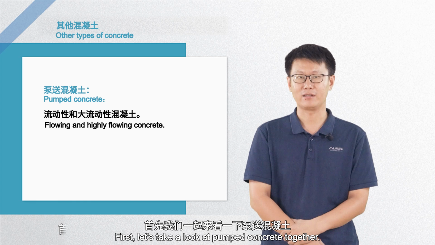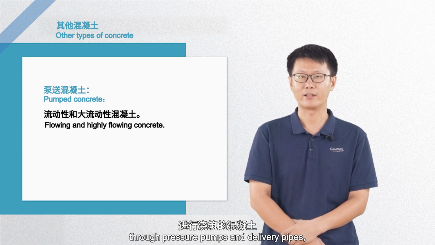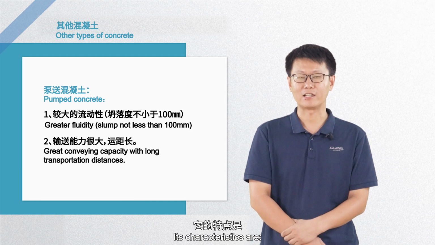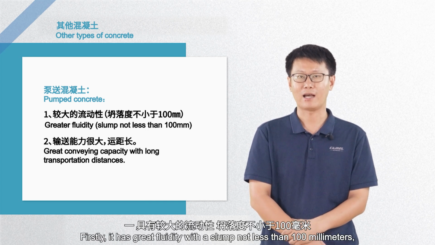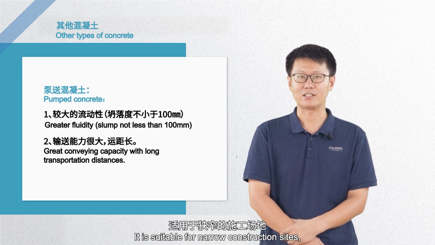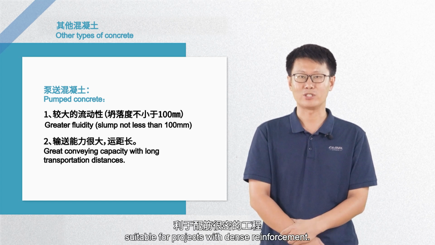First, let's take a look at pumped concrete together. Pumped concrete is concrete that can be poured at the construction site through pressure pumps and delivery pipes, including flowing concrete and highly flowing concrete. Its characteristics are: firstly, it has great fluidity, with a slump not less than 100 millimeters, making it easy for construction, pouring, and compaction. It is suitable for narrow construction sites, large volume concrete structures, tunnels, bridges, and high-rise building construction. It has good filling ability, suitable for projects with dense reinforcement.